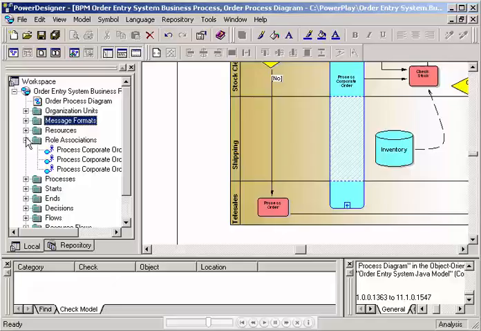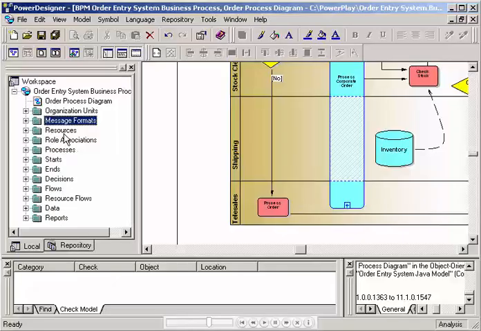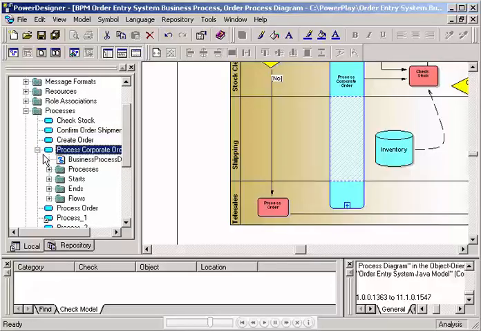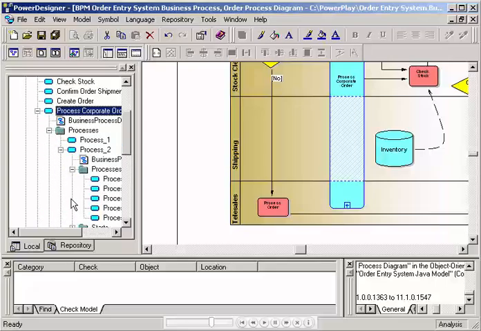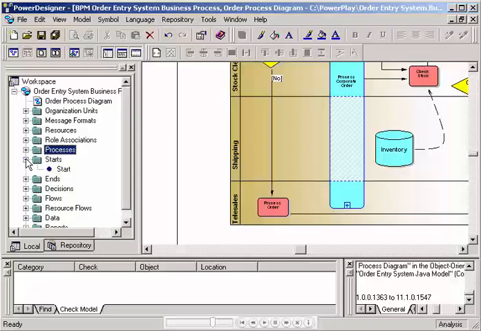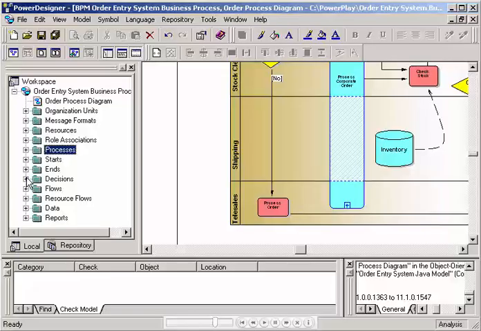Role associations allow us to link the roles to a particular process, and the processes are the various acts that we'll perform. And note that our decomposable processes are also able to be opened in a tree view, so we can view the full process tree right here in the object browser. Starts and ends indicate where the triggers to start a business process will occur, and the ends are the ending points. You may have as many starts and as many ends as you need in any diagram.